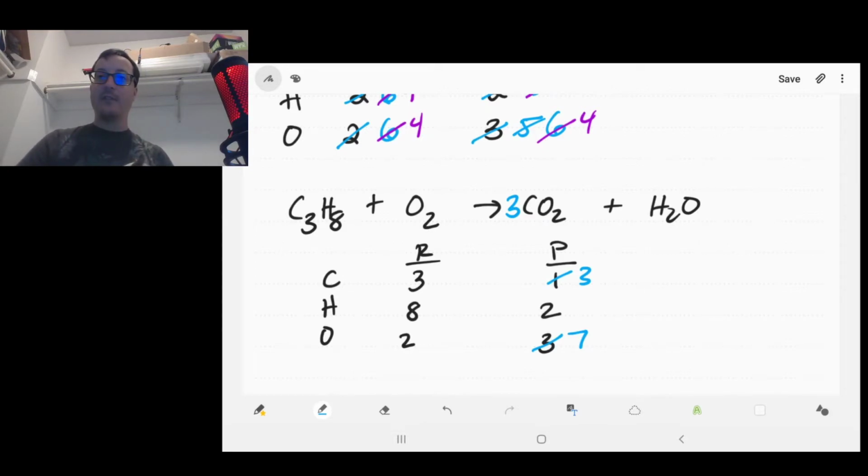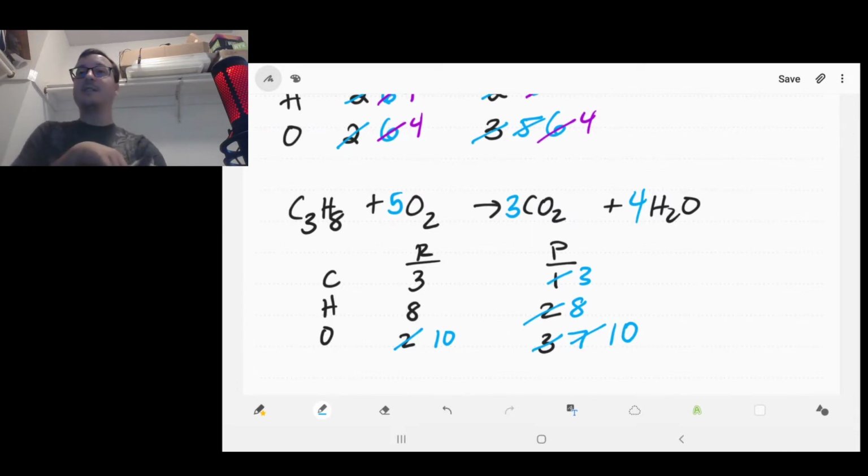We have 8 on the left, 2 on the right. So we need this to be 8. So we'll multiply the water by 4. Each water has 2, so we can multiply it by 4. And now we can go ahead and change our oxygens again. We have 6 from CO2, 4 from water. That is 10 oxygens. And we can make this one 10 by sticking a 5 in front of the oxygen there. And everything will be nicely balanced.